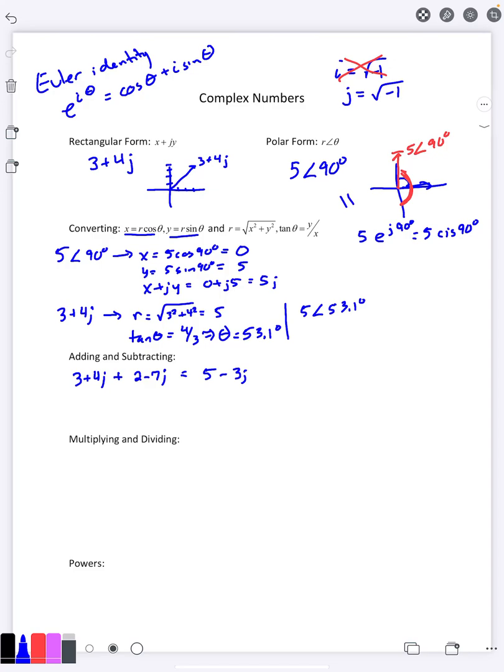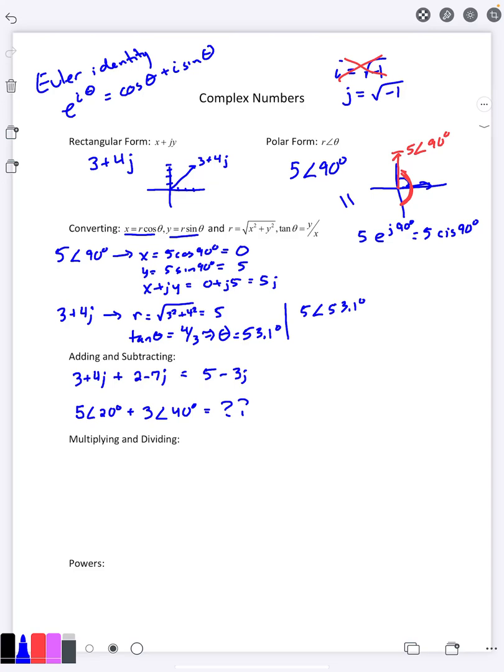On the other hand, if you have things like 5 angle 20 plus 3 angle 40, there is no good way to just add them together. There is no rule I can tell you. In fact, if I had to add those two things, I would convert them to rectangular and then add them. So adding and subtracting is by far better in the rectangular format rather than polar.